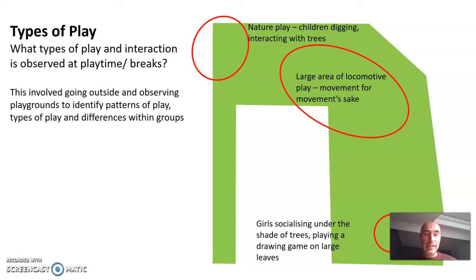This here represents that lovely green space which students were using at the start of the year when we had that segregated play set up. We did observe there that children interacted with nature. They liked digging, they liked interacting with the trees. There was also a lot of locomotive play, movement for the sake of movement, and that seemed to be really mixed across genders.